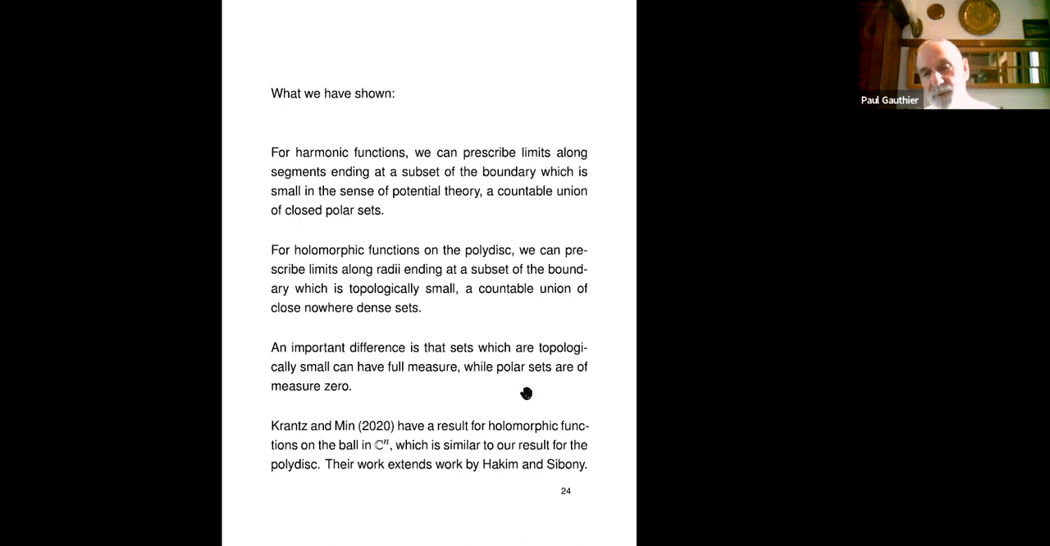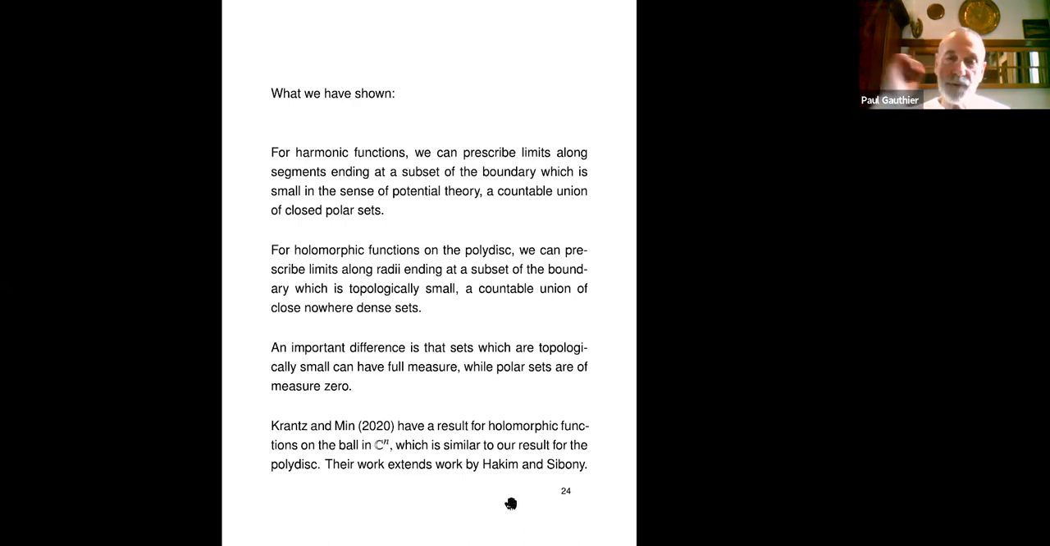So we have shown this theorem in the polydisk. There's a similar theorem recently published in 2020, by Gans and Min, for holomorphic functions on the ball in C^N. So it's quite similar to our results. It's the very same sort of statement for approximating continuous functions on radii at almost every point of the boundary. And that extends earlier work by Hakim and Sibony.